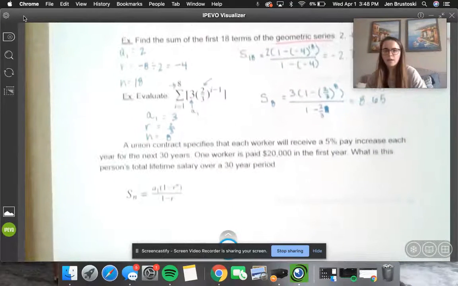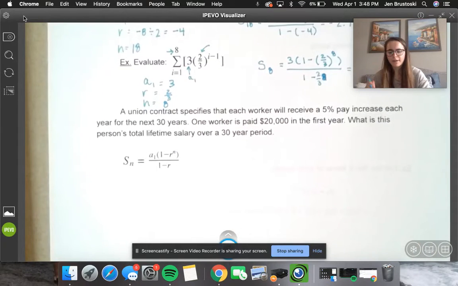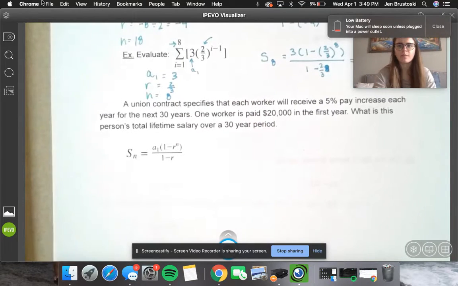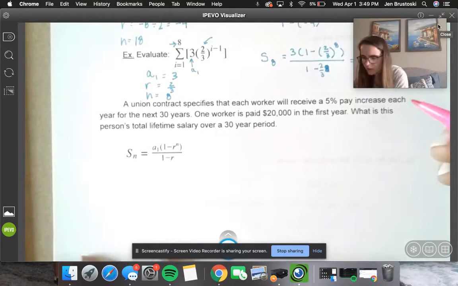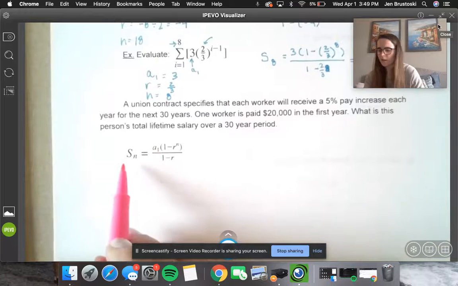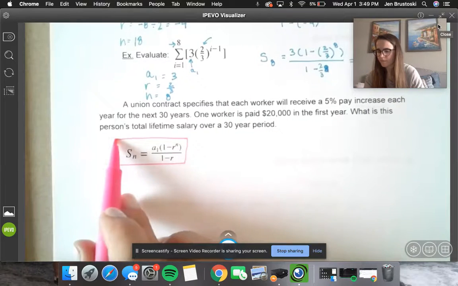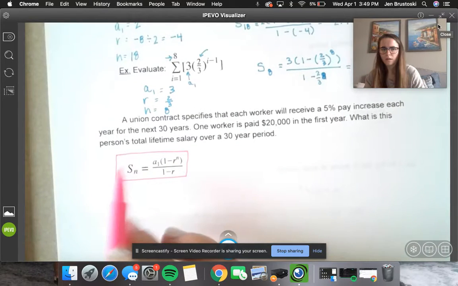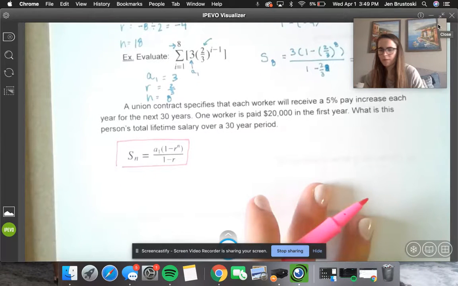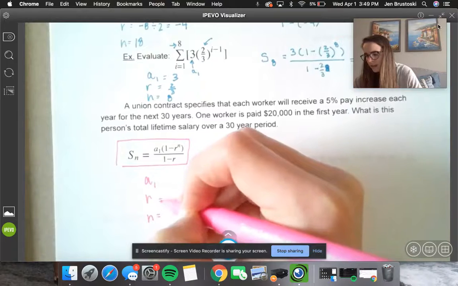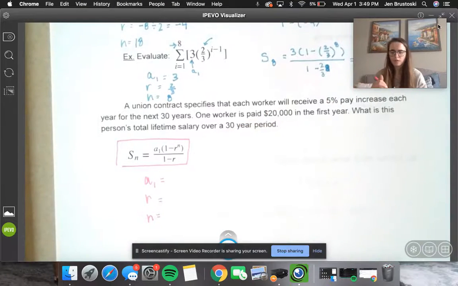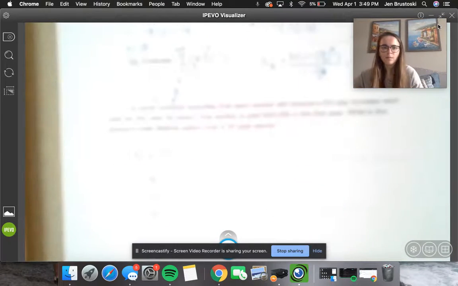Now, if I were you, I'd pause here and try to do this problem on your own, but I'm going to keep running along here. Oh, my computer's going to die. Let's see if we can get through that in this time. Here's our equation. Before we even start reading it, I'm just going to write out to the side a1, r, and n so that I can run through what each of those are as we're reading through the problem.